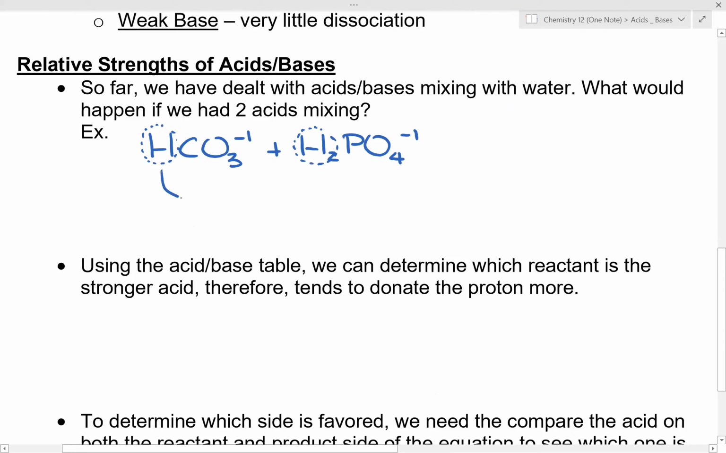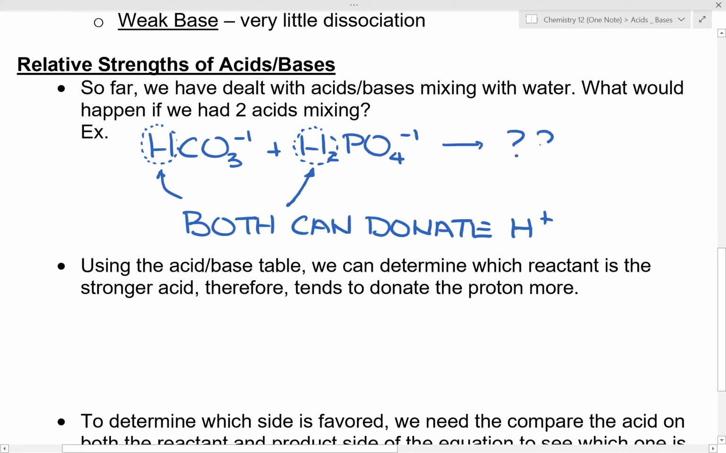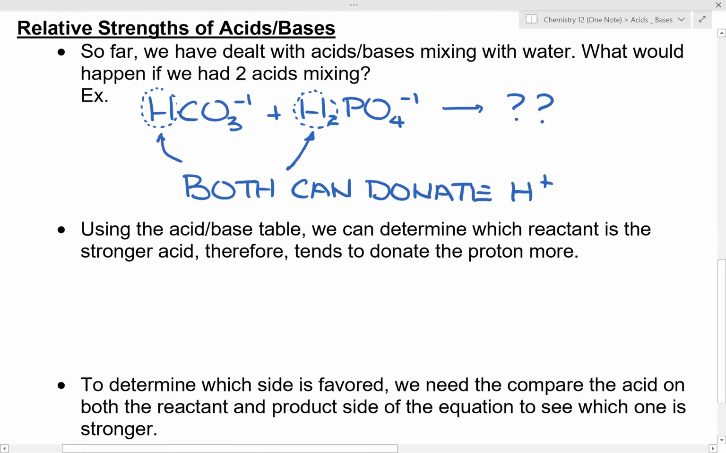So in this case, both can donate H plus. Both can donate H plus. So what would be the products? Now, using the acid-base table, we can determine which reactant is the stronger acid, and therefore tends to donate the proton more. So what do I mean by this?